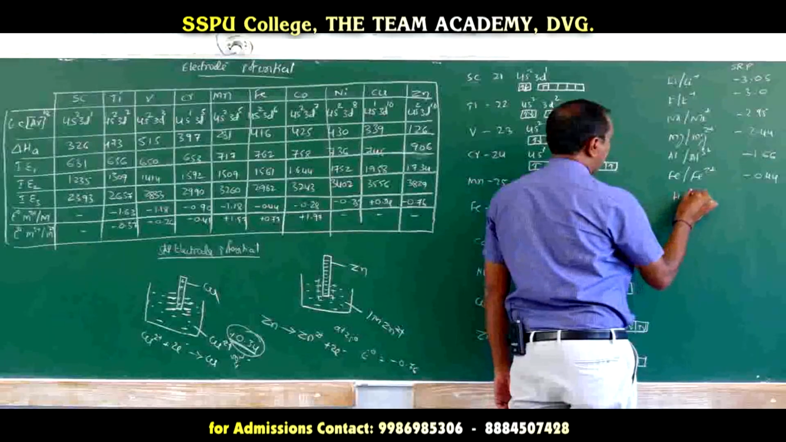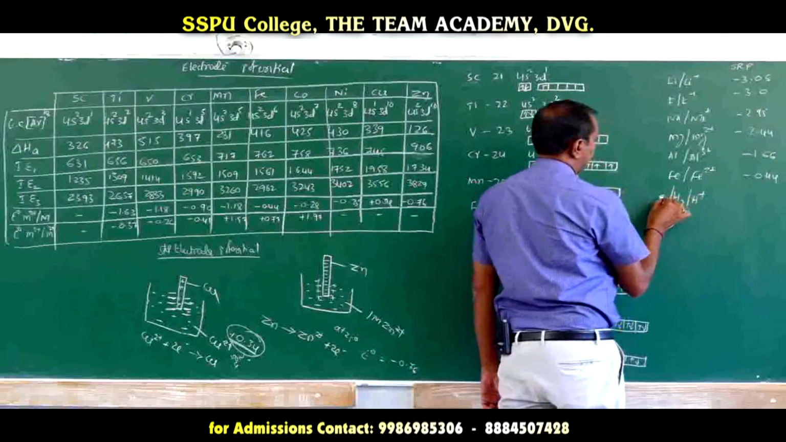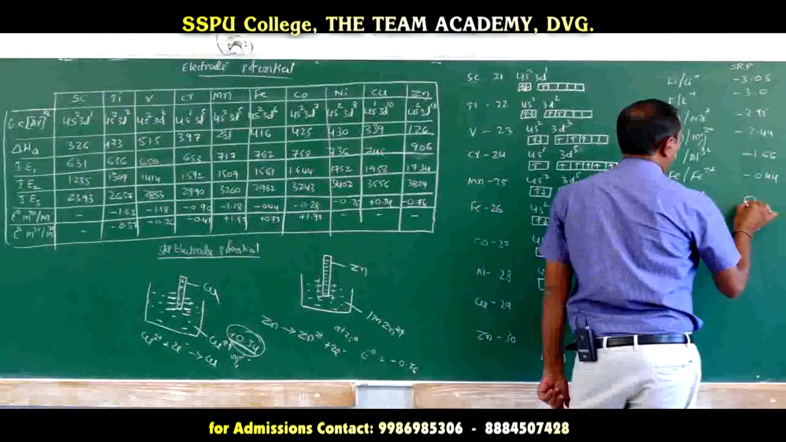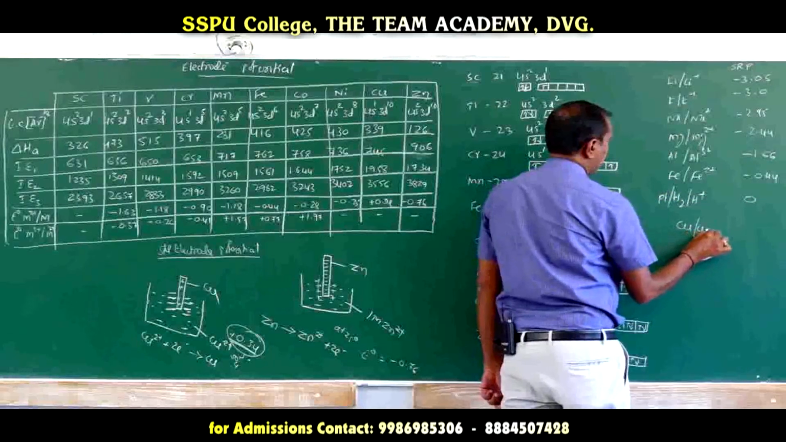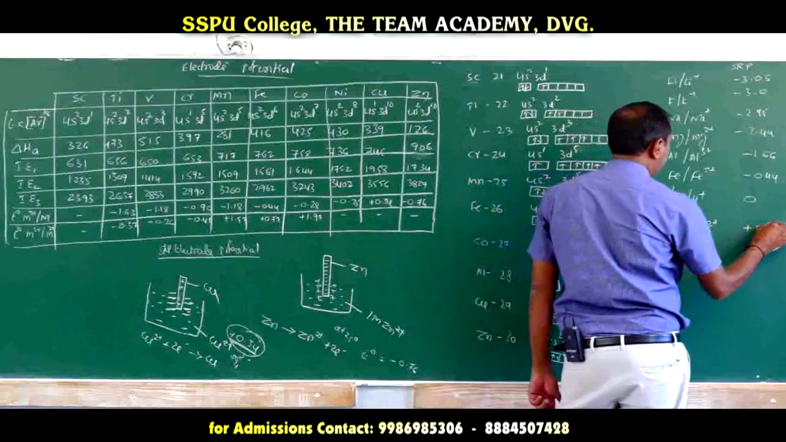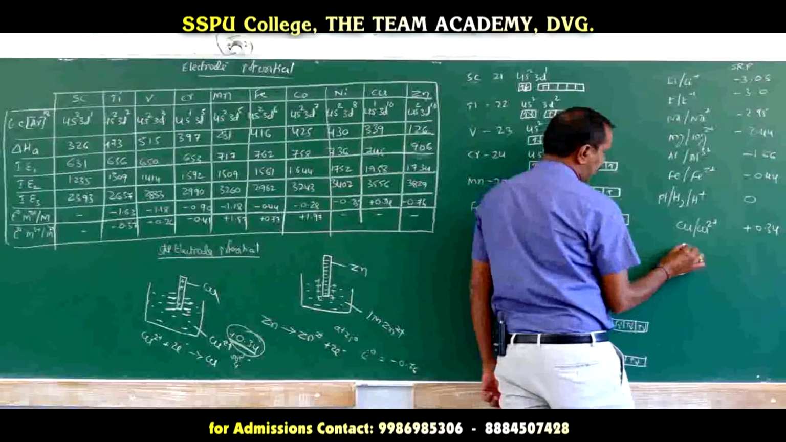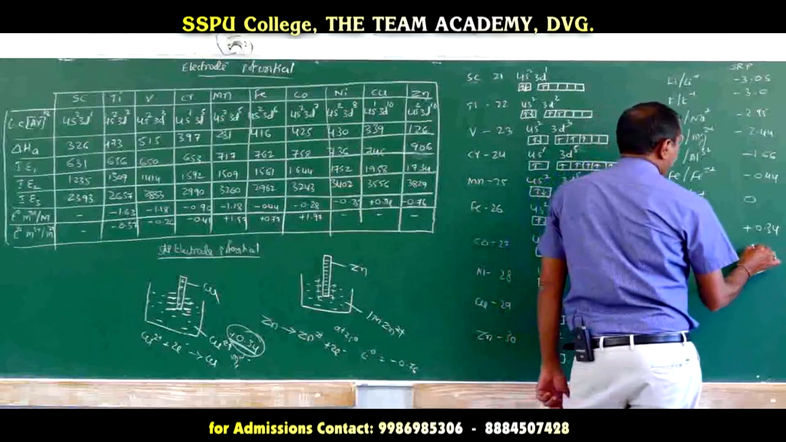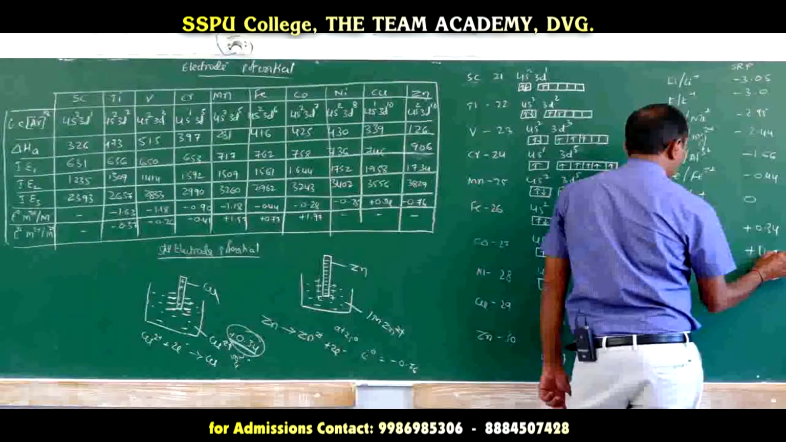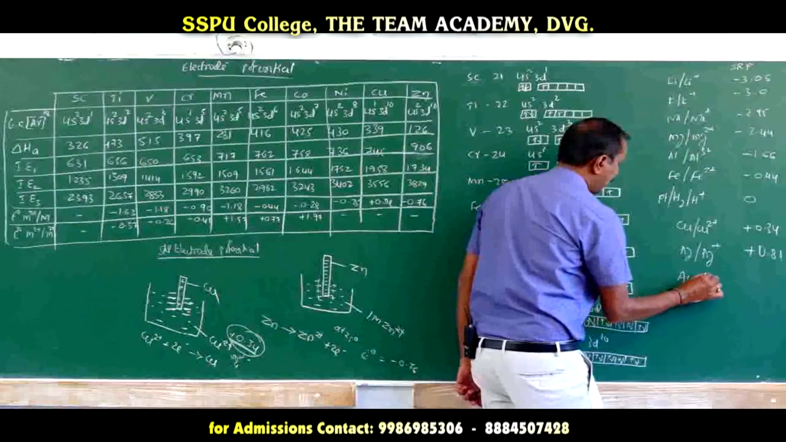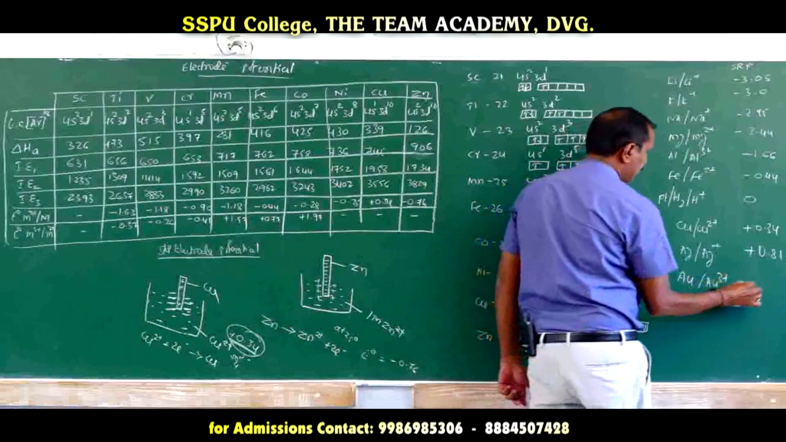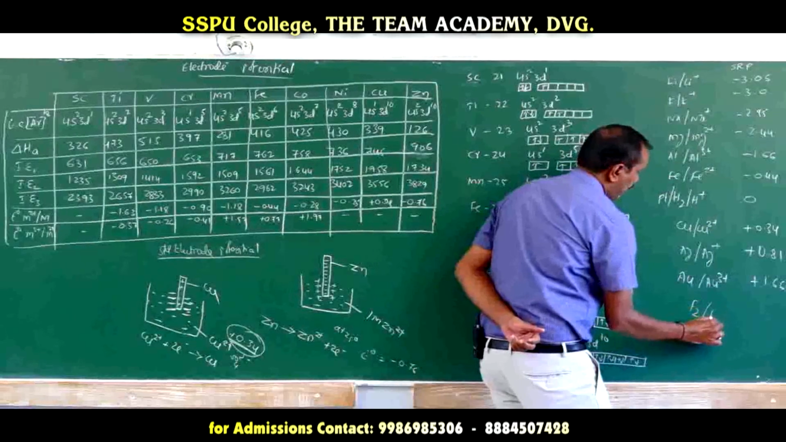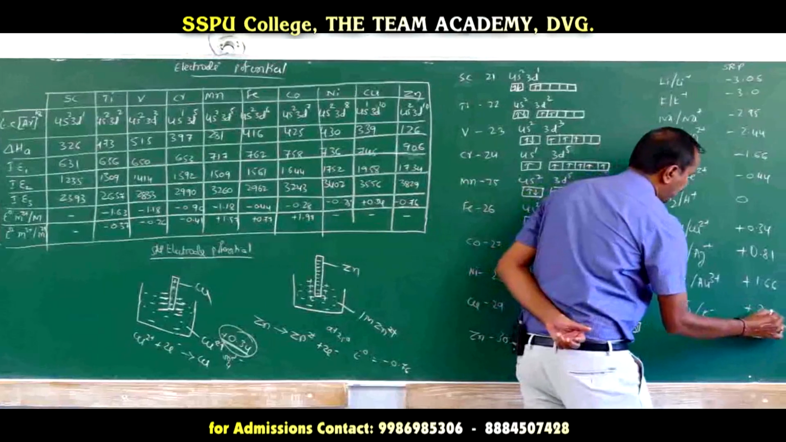Then H2|H+, Pt: this value becomes 0. Then Cu|Cu2+, we know that value is plus 0.34 volts. Then Ag|Ag+ is plus 0.81 volts. Then Au|Au3+, that value is plus 1.66. F2|F-, that value is plus 2.8 volts.